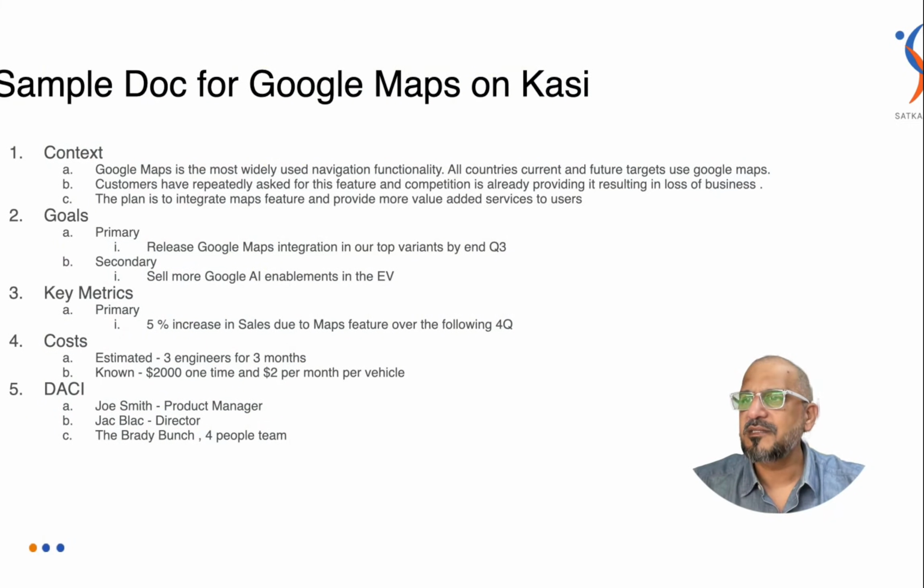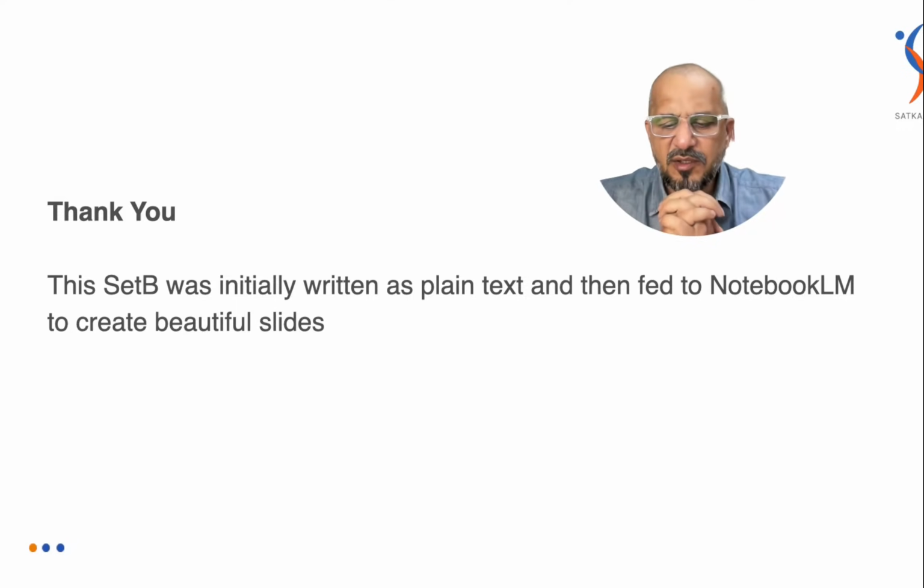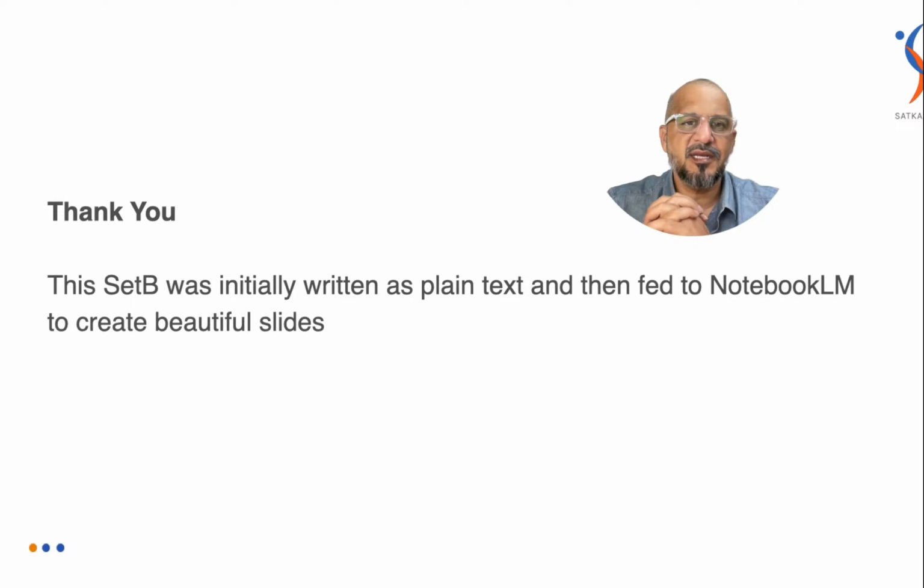Okay. Here is a sample document, how the feature will look. So the context, goal, key metric, cost, and who is responsible, and so on. And that's it. I hope this was helpful in understanding how the requirements flow, right from the raw signal that you are getting from the market, to writing the requirements, to making sure that your requirements are complete and in depth, so that downstream can use it successfully.